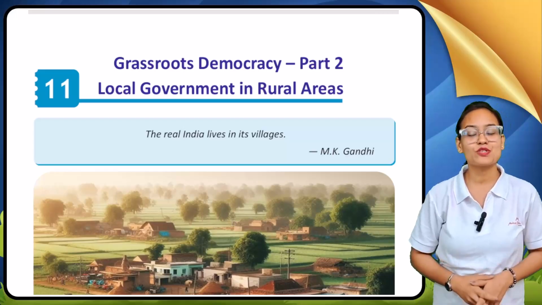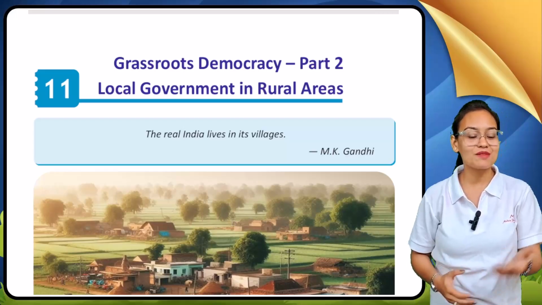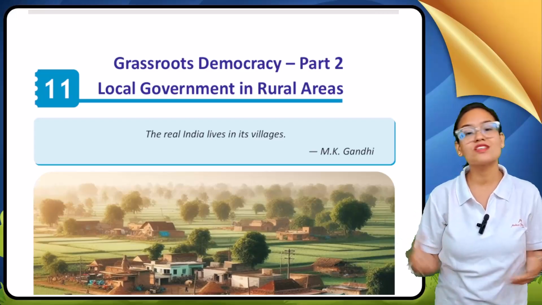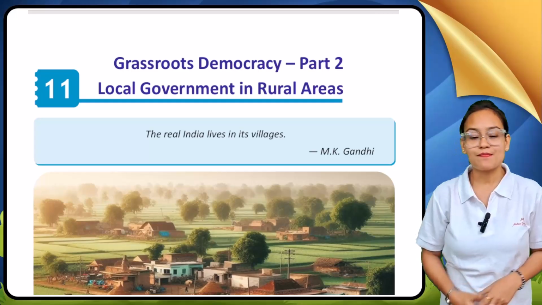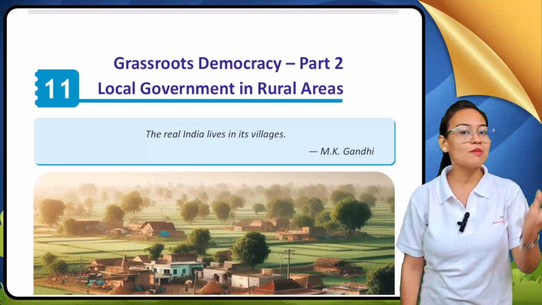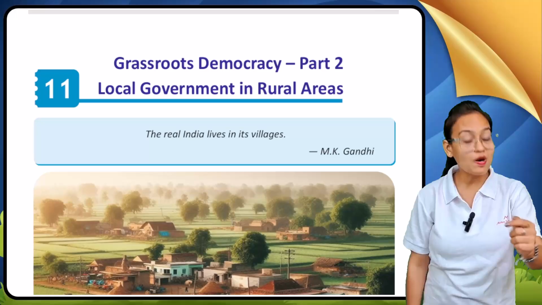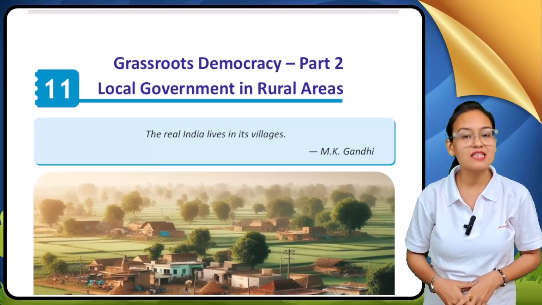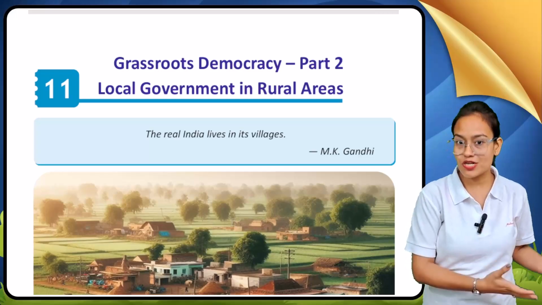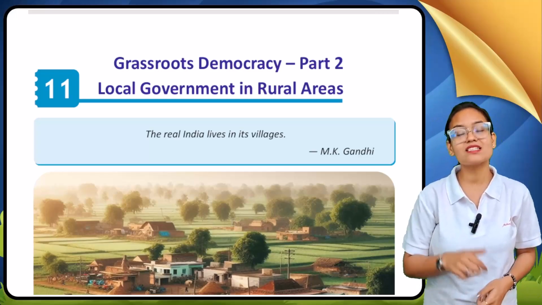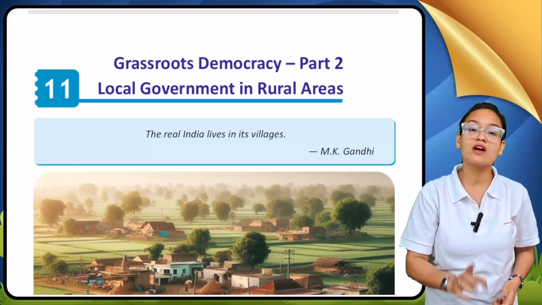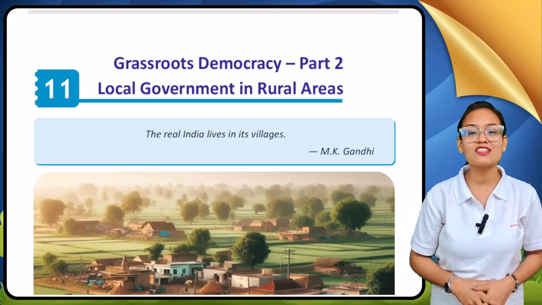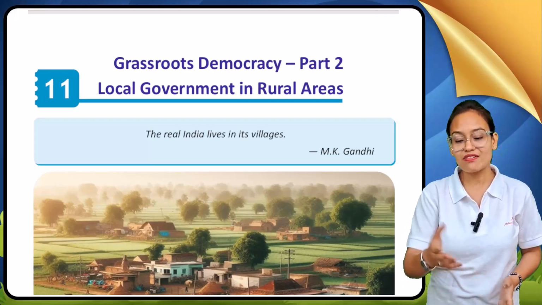In our today's session, my dear students, we are going to start with chapter number 11, and the name of this chapter is Grassroots Democracy, Part 2. This chapter is all about our democracy. The first part we discussed in chapter number 10. In that part, we saw the government at our national level and state level. Now in this chapter, we are going to see the local governments present in our rural India. Before starting this chapter, again we are going to read a quote given by Mahatma Gandhi.